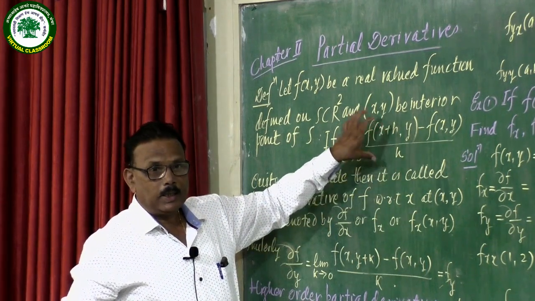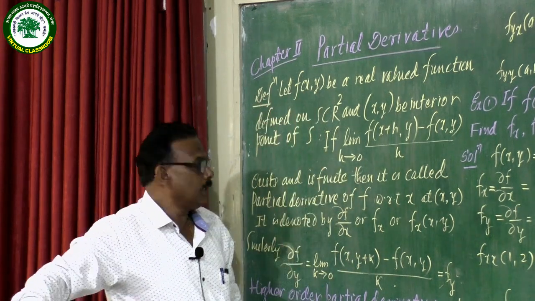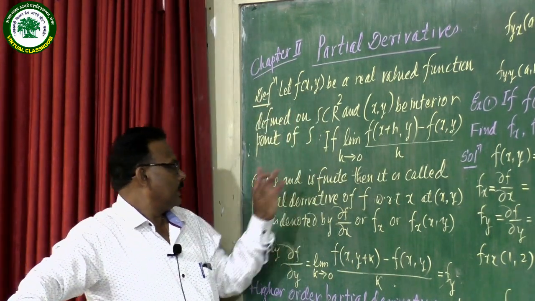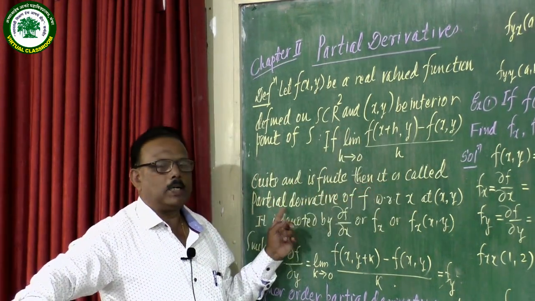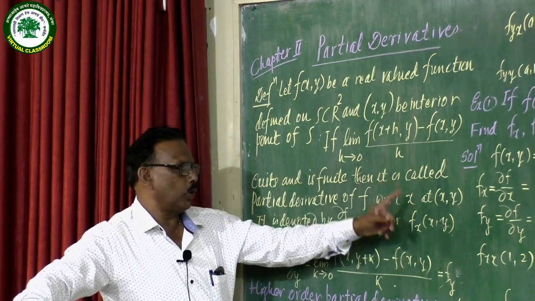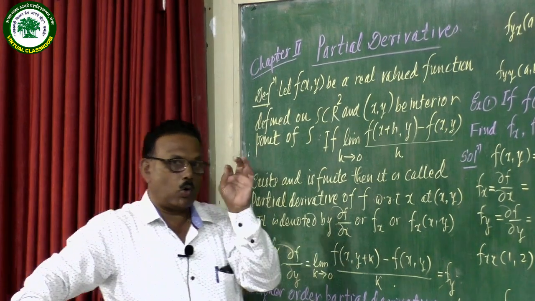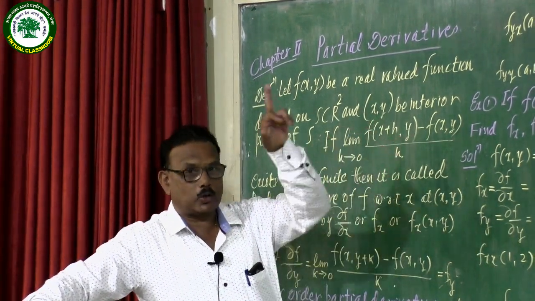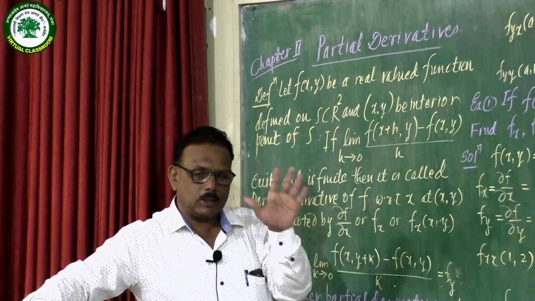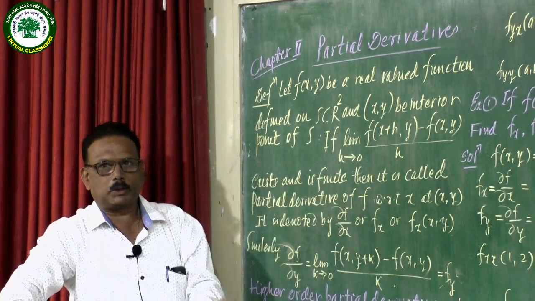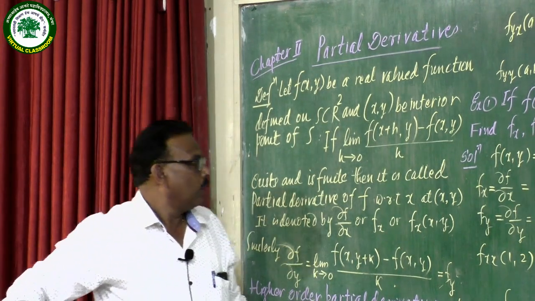If this limit exists and if it is finite, then the partial derivative exists. That means if this limit exists and is finite, then it is called the partial derivative of function f with respect to x at point (x, y). Very simple definition. You have to consider only x. y is treated as a constant. y should be ignored here. y remains as it is. As the function is a composite function, a product function, you should take precaution of all these things.